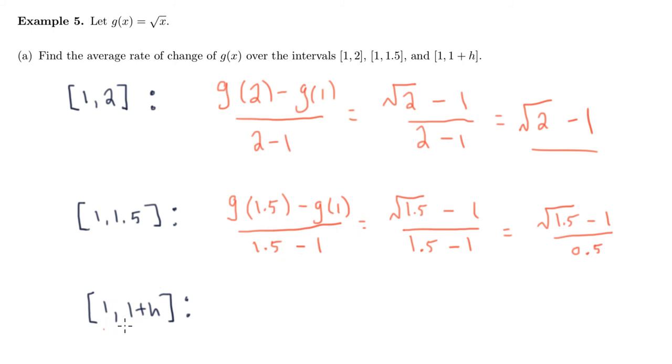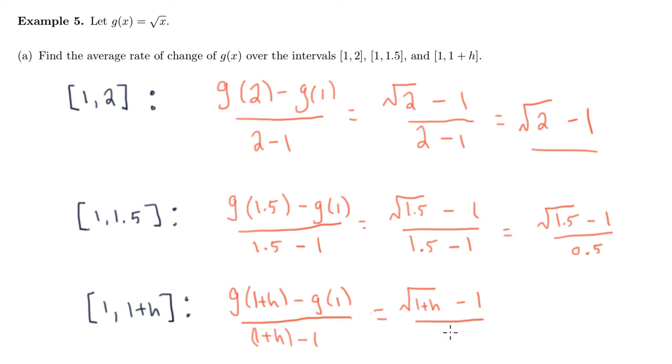Okay, so what happens with 1 to 1 plus h? So we have g of 1 plus h minus g of 1 over 1 plus h minus 1. And the nice thing is the same thing is going to happen a lot here. I have 1 minus 1, so all I'm going to be left with is h. So I have square root of 1 plus h, that's g of 1 plus h, minus g of 1, which is 1, all over h. Okay, and that's the average rate of change over this interval.